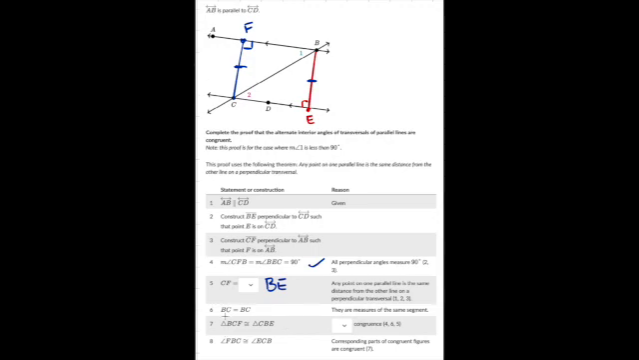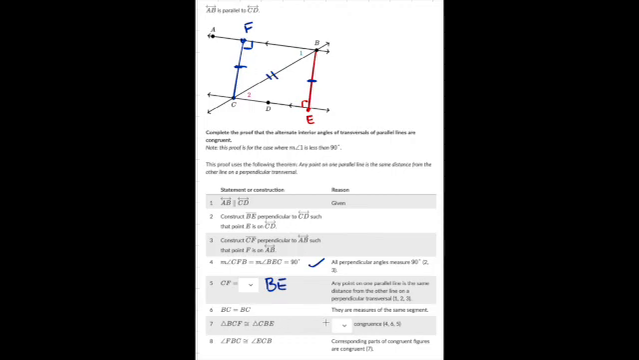Okay, now what else do we have? BC equals BC. Well, that's the hypotenuse of both of these triangles. All right, and now we have a congruence between BCF and CBE. So here's CBE. So these two triangles are congruent, and this is the hypotenuse leg criteria.